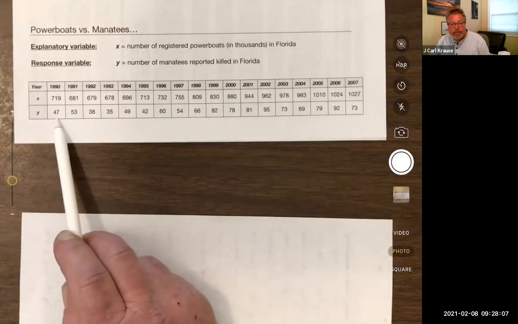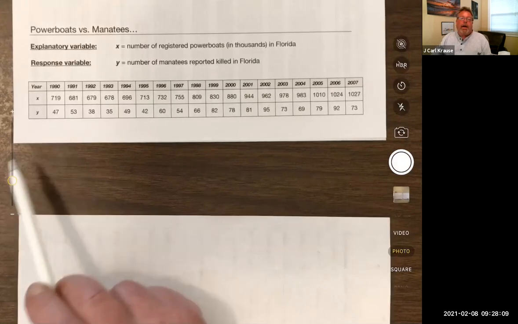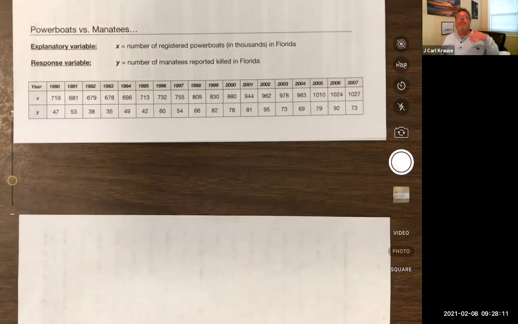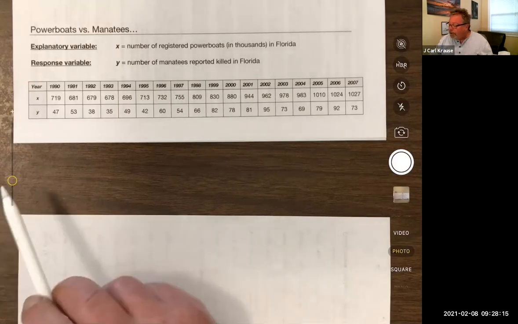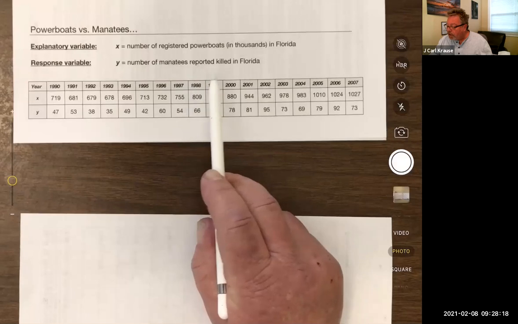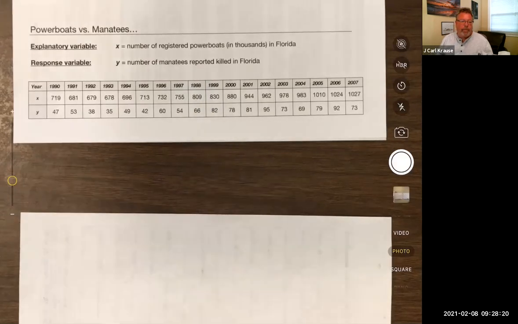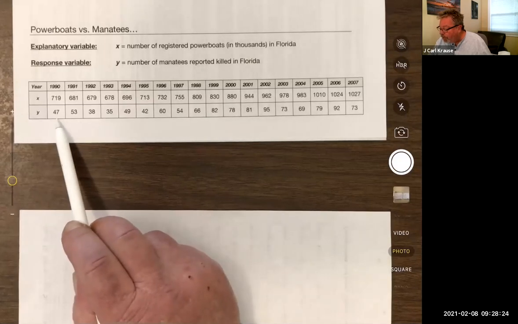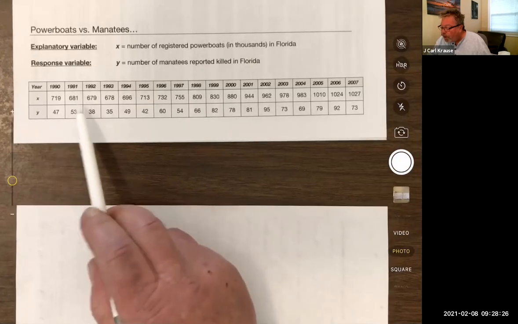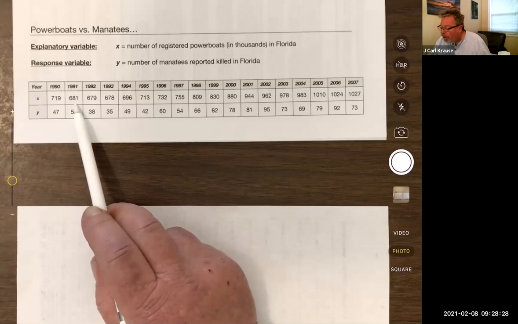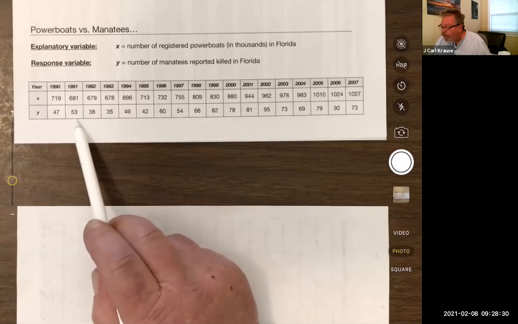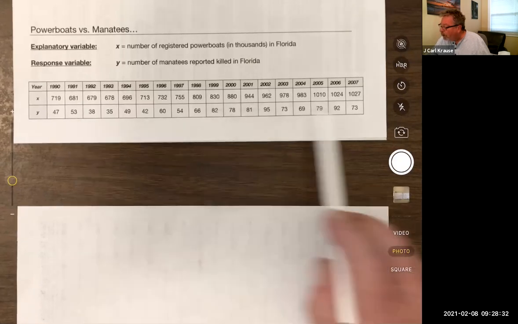And there were 47 manatees reported killed. Now, in terms of also error creeping into our data set, is it possible that a manatee is killed and goes unreported? Sure, so there were 47 reported there. 1991, number of powerboats, 681,053 manatees reported killed, and so on.